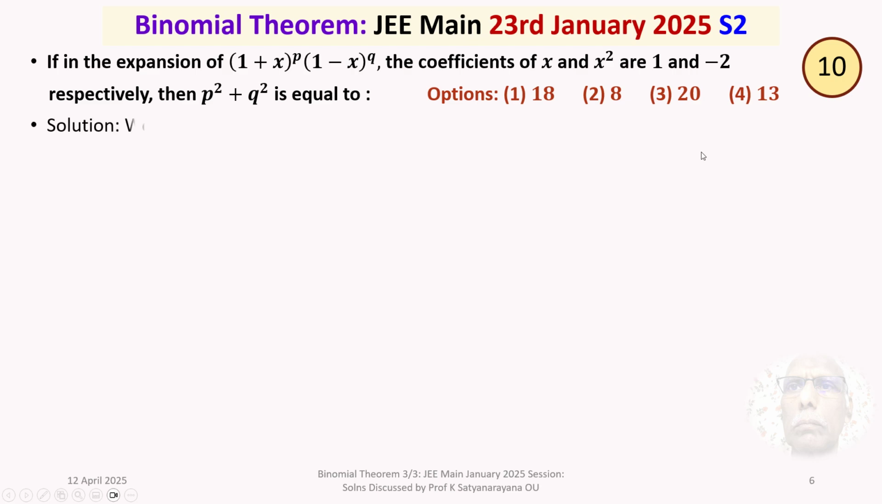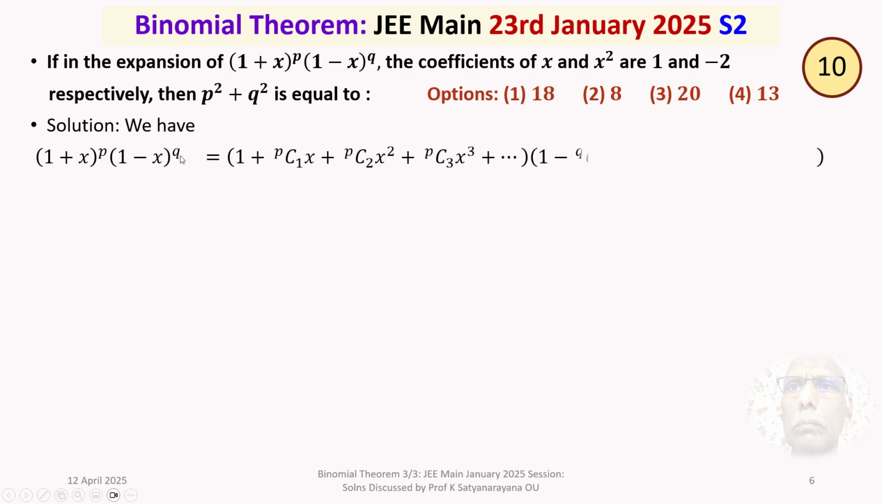Let's now discuss the solution of the problem in detail. We have (1 + x)^p (1 - x)^q. Straight away, we write the expansion for (1 + x)^p, that is 1 + pC1 x + pC2 x² + pC3 x³ + so on and so forth, into the binomial expansion of (1 - x)^q, which is 1 - qC1 x + qC2 x² - qC3 x³ + so on and so forth, because there is a minus sign here. Now multiply and write down.